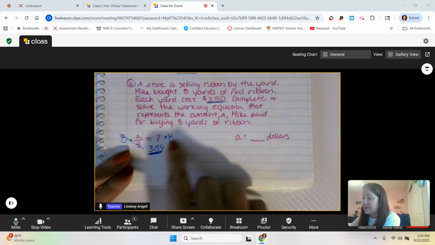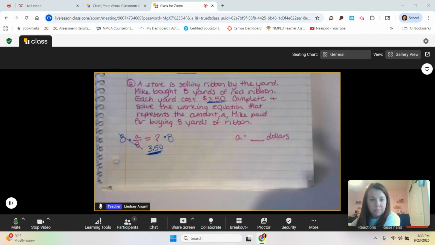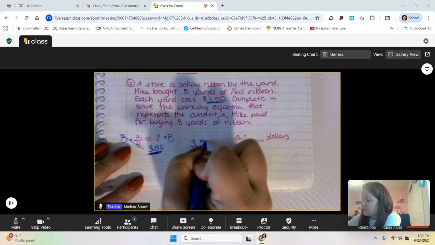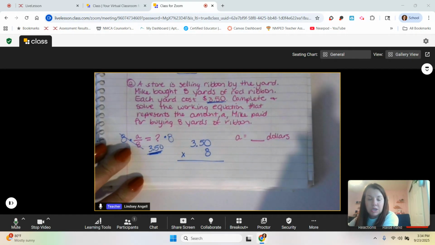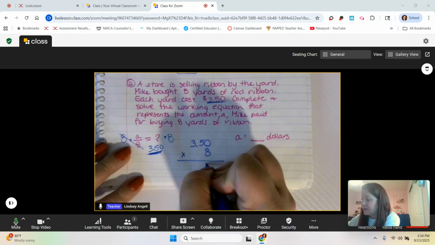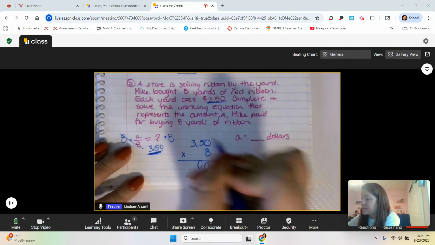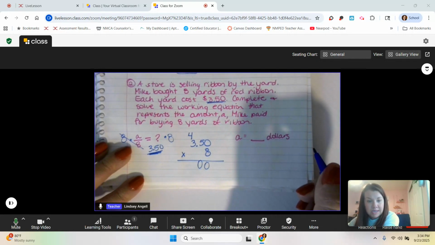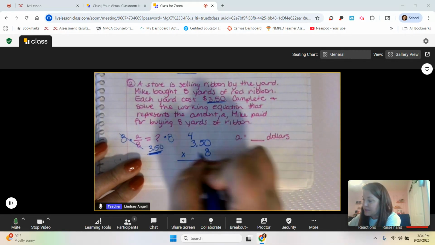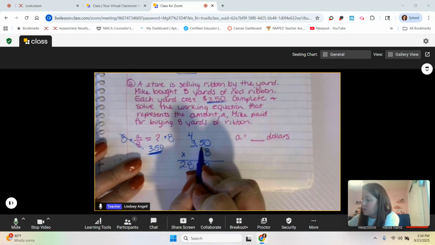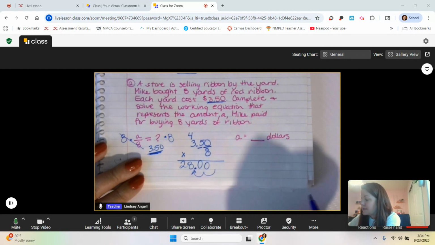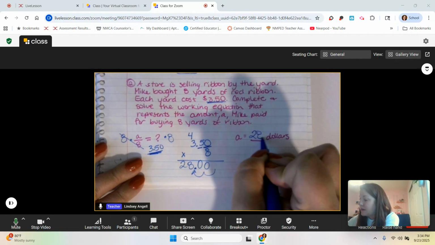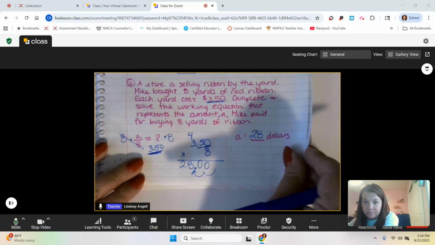It's $3.50. But we also need to solve it for A. We need to figure out, well, what is A, or how much did Mike actually spend? So we would take $3.50 and we'd multiply it by 8. Remember, when you're multiplying with decimals, you can ignore it until the end. 8 times 0 is 0. 8 times 5 is 40. So 0, carry your 4. 8 times 3 is 24, plus 4 is 28. We have 2 numbers behind the decimal in our problem, so we need to move our decimal over 2 spots in our answer, giving us a final answer of $28. Okay?